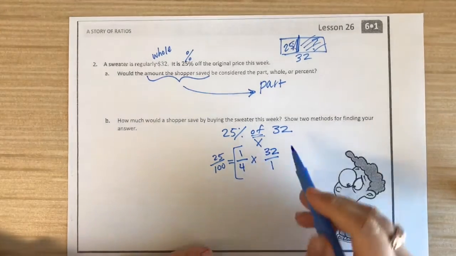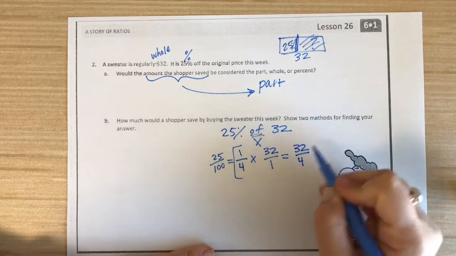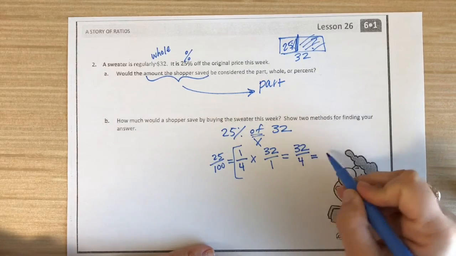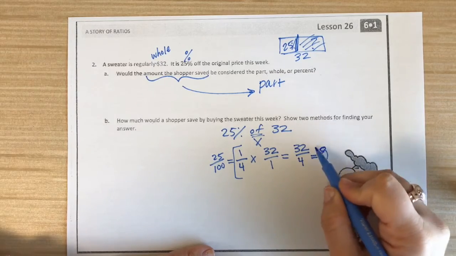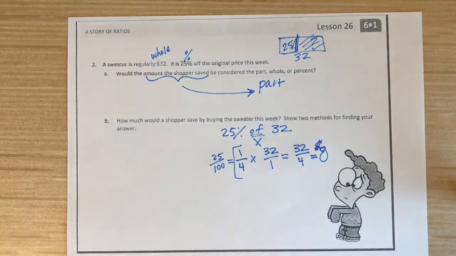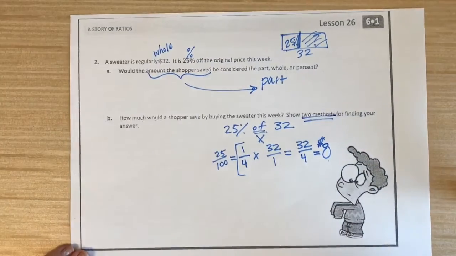When I do that, I go straight across. I'm going to get 32 over 4. 4 goes into 32 exactly 8 times. So they're saving $8. 25% of 32 is $8. I have to show 2 methods for finding my answer.